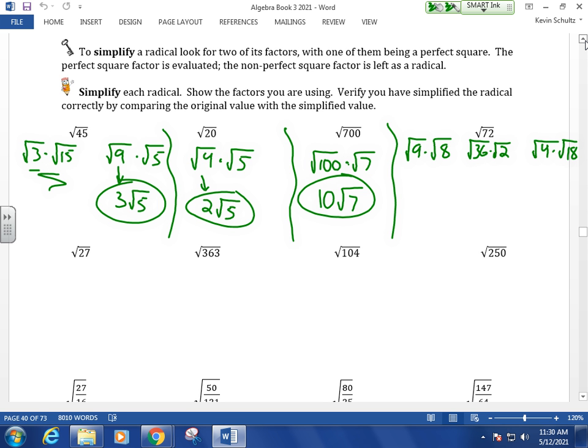Okay, it's the largest perfect square. If we use 36 and root 2, the root of 36 equals 6, and then our root 2 comes along. That's our final answer. If we use 9 and root 8, and we simplify the root 9 to give us 3, this is simplified, but it's not in simplest form. Because you look at that root 8, what are the factors of 8? 2 and 4.